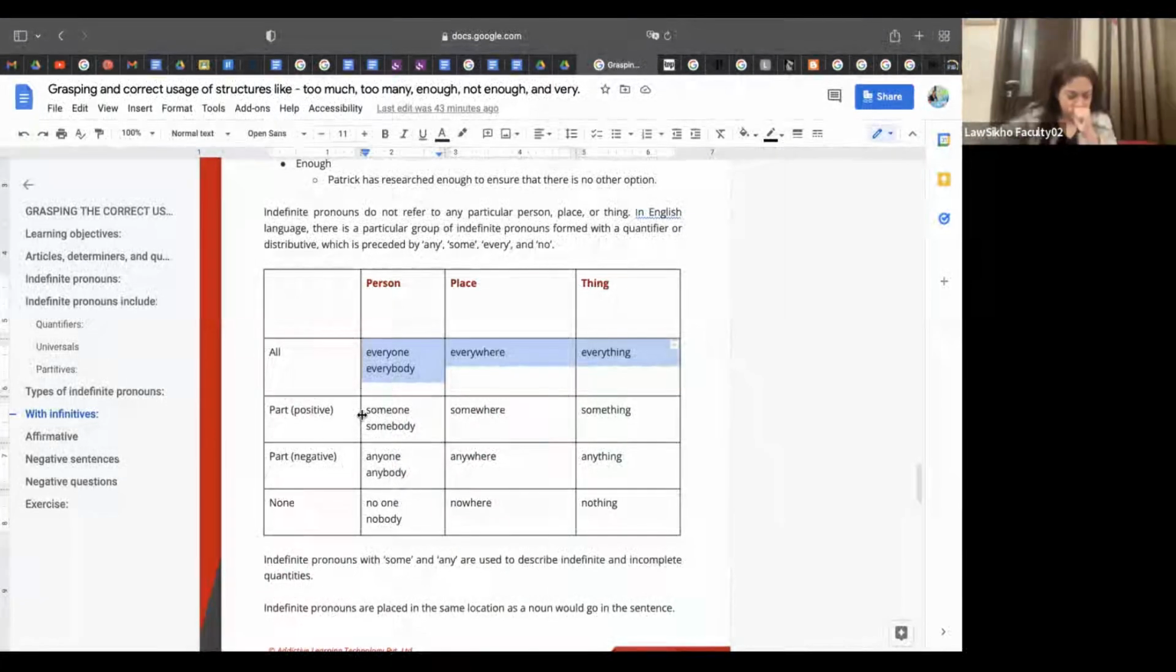Someone and somebody for person, somewhere for place, and something for thing respectively. Anyone, anybody, anywhere, and anything respectively when the case is part negative. And the last, for none, is no one, nobody, nowhere, and nothing.